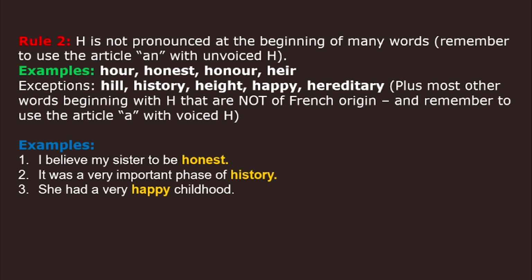Hour, honest, honor, heir. Let's look at the exception words. Hill, history, height, happy, hereditary, plus most other words beginning with H that are not of French origin, and remember to use the article "a" with voiced H. Let's look at the examples. I believe my sister to be honest. It was a very important phase of history. She had a very happy childhood.